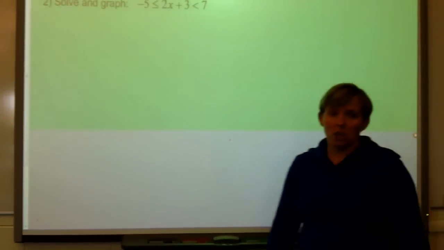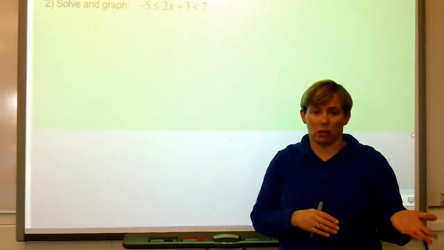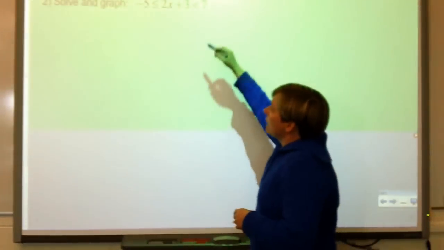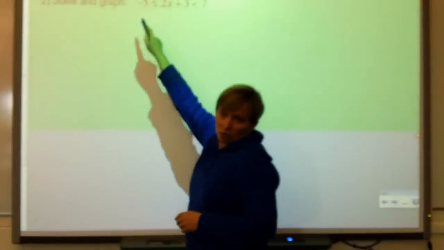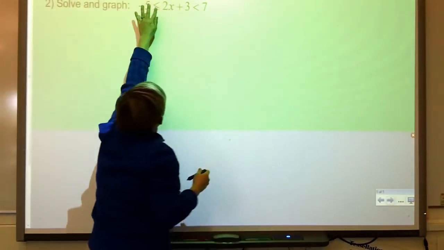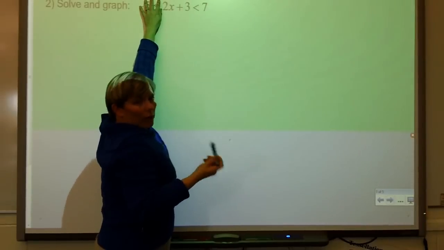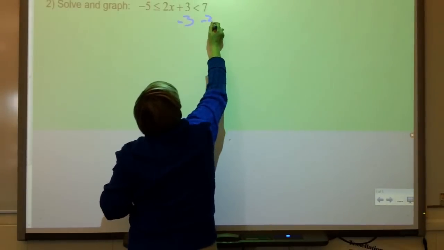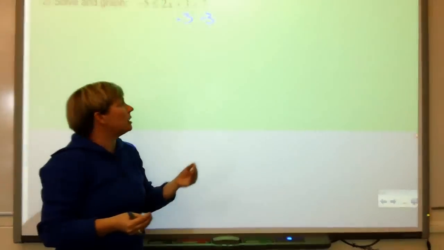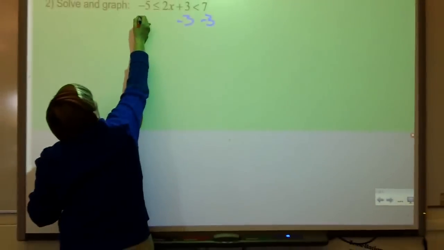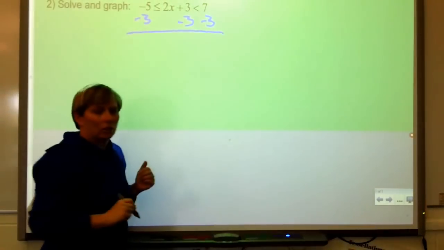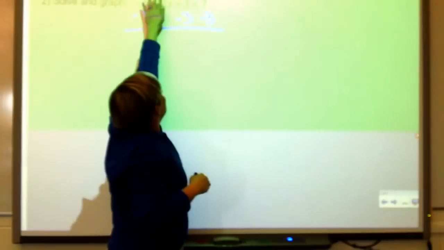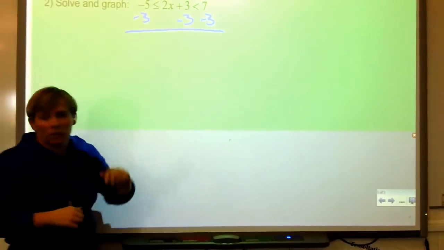To solve these, you solve them the exact same way you would the inequalities that we were solving yesterday. Pretend for a second that this part was not here. What would you do? You would subtract 3. Well, I'm still going to subtract 3, but this time I have really two sides of my inequality. So I'm going to subtract 3 from 7, and I'm also going to subtract 3 from -5. From where my variable is in the middle, I'm going to subtract 3 to both sides.